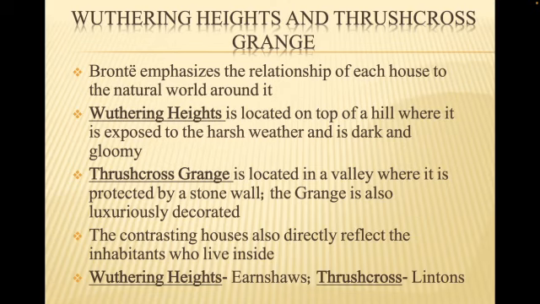Now, Bronte emphasizes the relationship of each house to the natural world around it. For example, Wuthering Heights is located on top of a hill, where it's exposed to the harsh weather and is dark and gloomy. Thrush Grange, on the other hand, is located in a valley where it's protected by a stone wall. The Grange is also luxuriously decorated.